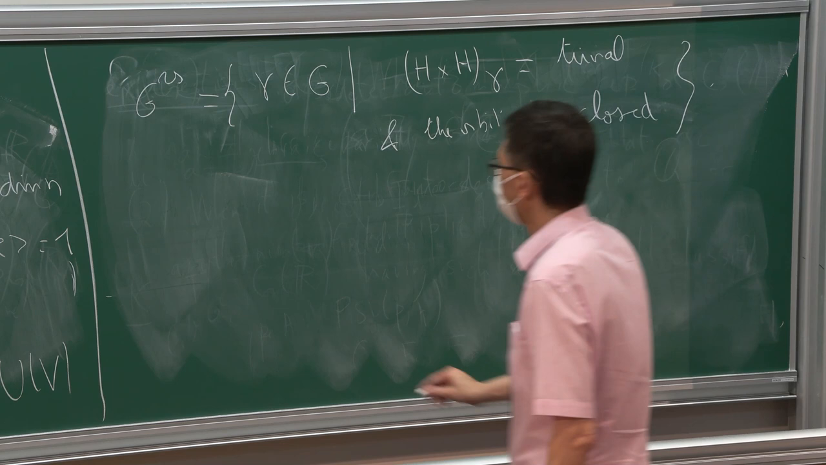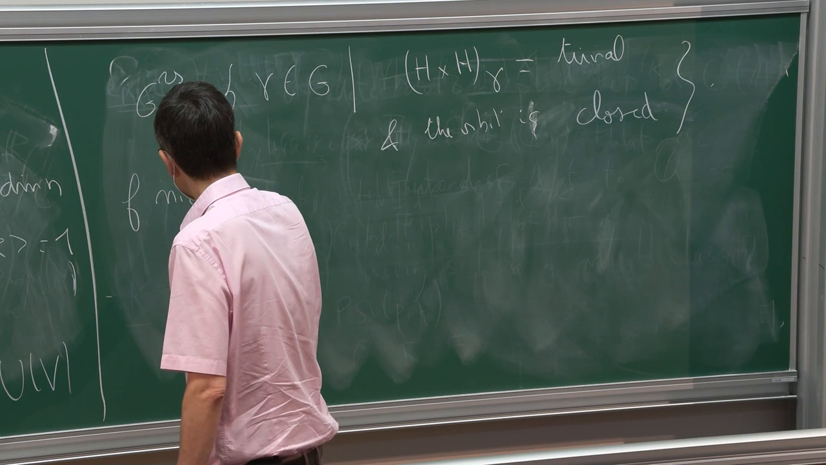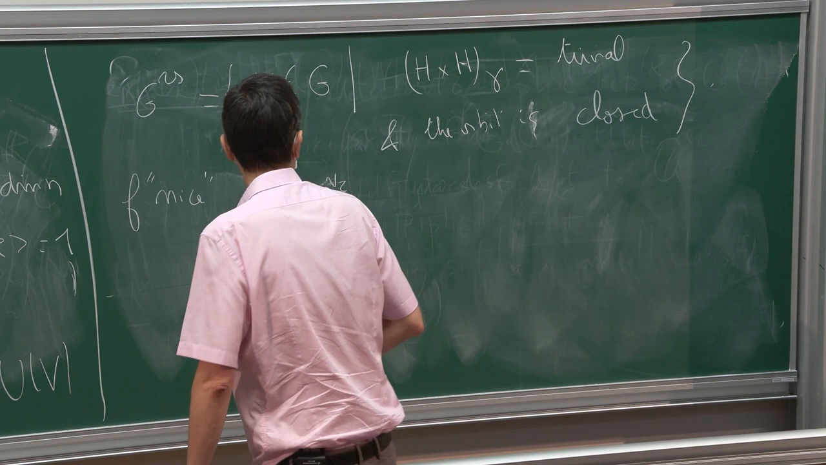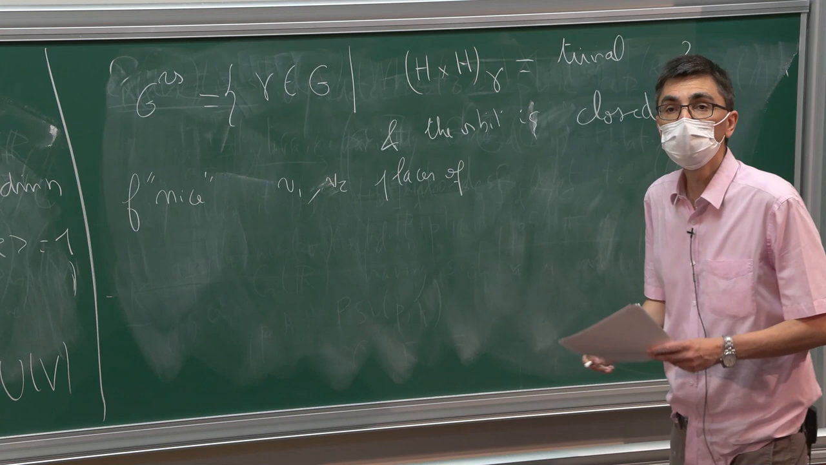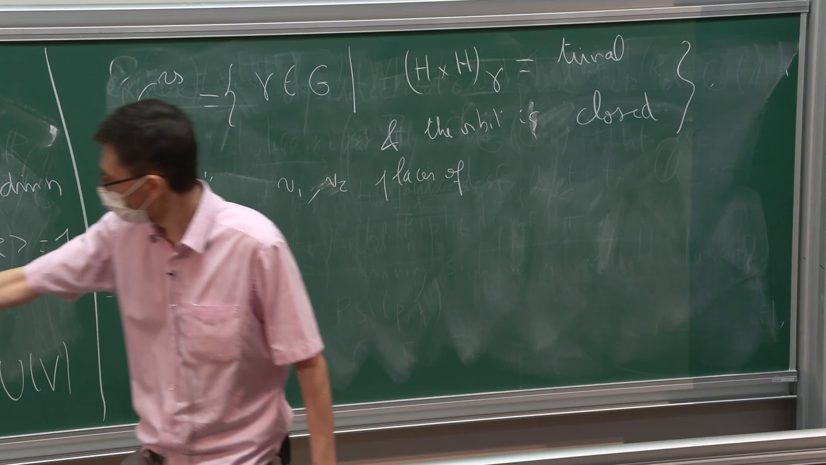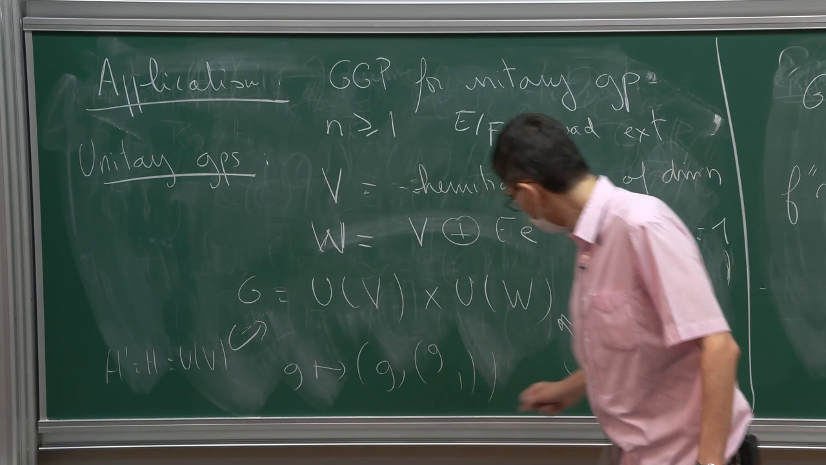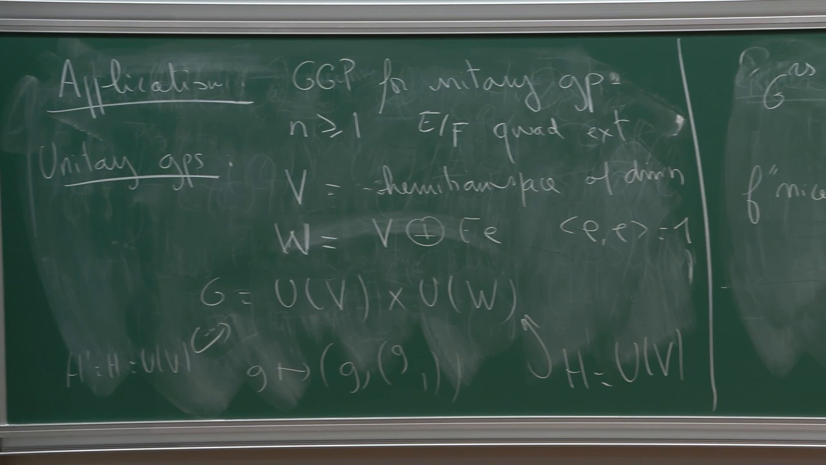So I will take f nice, as before. So V1 and V2 will be places. Sorry, the orbit under which group action? So before this was H prime and H, but now H prime is H. So this is for the action of H on the right and the action of H on the left. So this is an H cross H action.